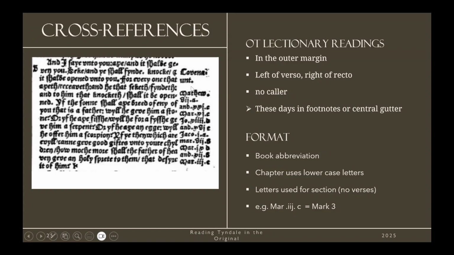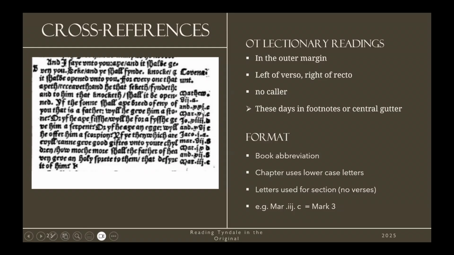And these days, cross references would probably be in the center gutter or as a footnote, but he's got them down the side. And the cross references are very helpful. And I've looked them up and they're very good and they're very similar to modern Bibles. But what he does is he abbreviates the book just as we might today. And so MAR is Mark, and capital IO is John, and JACO is Jacko, which is James. And then he puts the chapter number in, but of course it's lowercase Roman, isn't it?